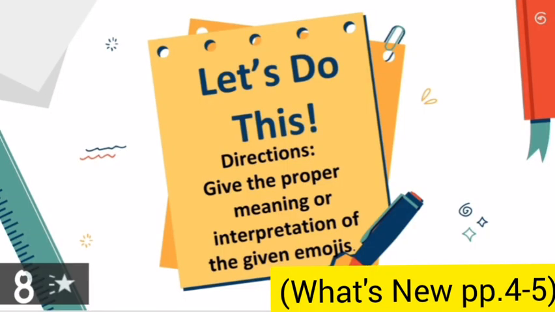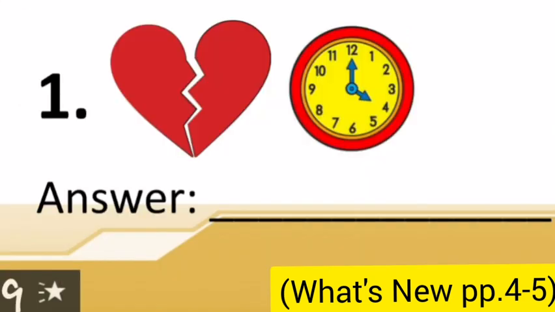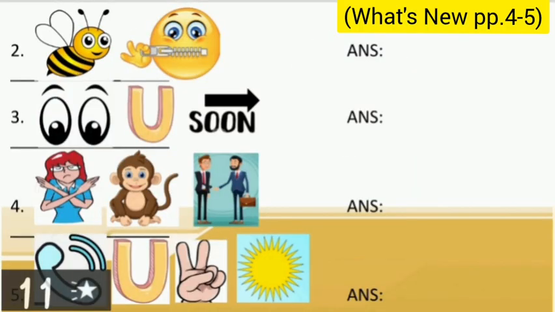But before we continue our discussion, do you want to play a game first? Come on, let's see if you know how to interpret symbols or emojis in the following given texts. Let's try number 1. As you can see, we have a heart here with the broken lines. And next, we have a clock. What's the answer? Yes, it is break time. And now, it is your turn to do numbers 2 to 5. Good luck!